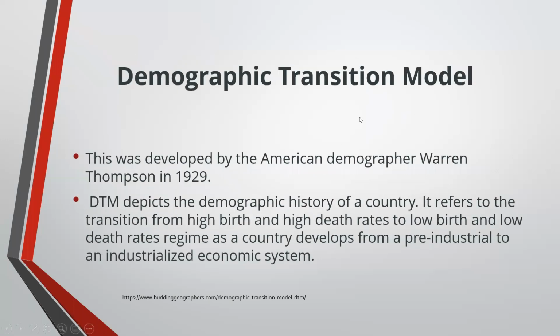This was first proposed in 1929 by Warren Thompson, according to the demographic transition model, which depicts the history of a country and refers to the transition from high birth rates and high death rates to low birth rates and low death rates as the country develops. And this whole process starts from the pre-industrial stage and moves to the highest industrialized economic system that is more stable. Some of the countries have been able to achieve this stage.